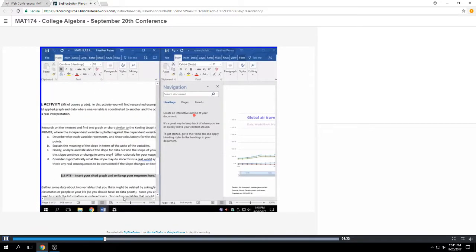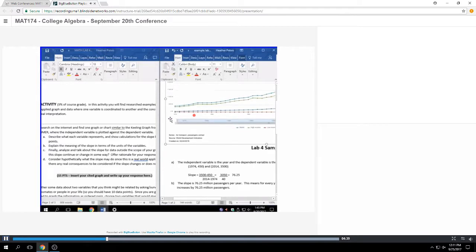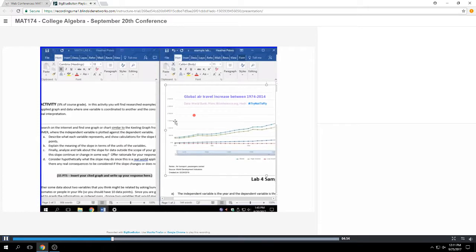Okay, so these variables: the independent variable is going to be on the x-axis and the dependent variable will be on the y-axis. So my independent variable, if you can see this here, is going to be the time in years, and the dependent variable is going to be the millions of passengers. So when I find the slope, I'm going to pick 2 points. I decided to pick the first and last points.